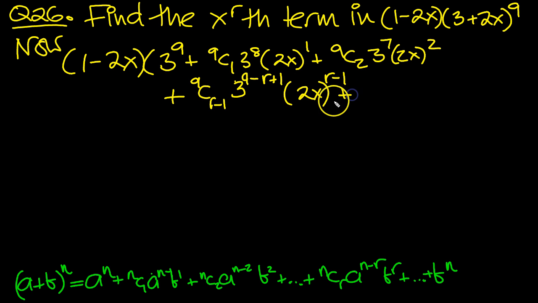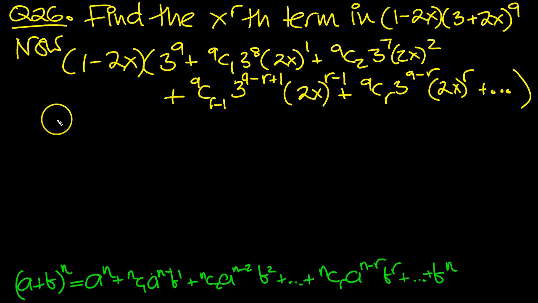Now we need the x to the rth term. 9Cr, 3 to the 9 minus r, 2x to the r. Notice the powers add up to 9, and the powers here add up to 9 as well. So there's the form, plus dot dot dot, and there's what we've got. So what have we got then?